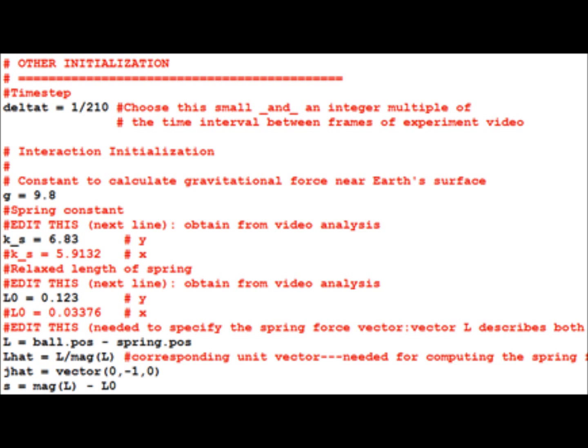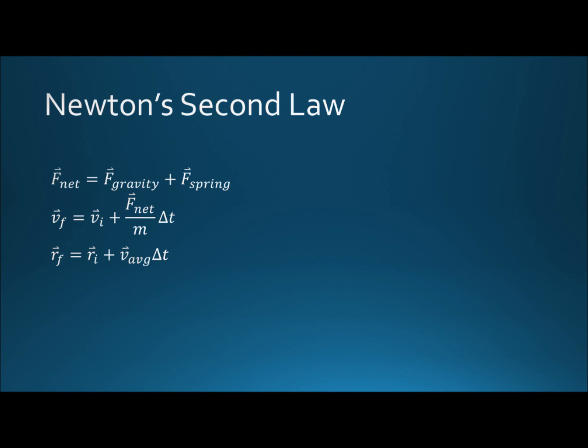Once the calculated and known values are entered, we use Newton's second law to predict the motion of the mass. The forces taking place are specified and add up to the net force. Knowing the net force allows us to calculate the velocities at each time step, as well as the positions. We then have to update the spring so that the motion continues.